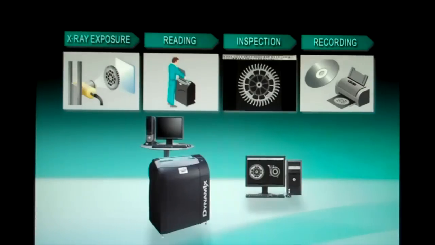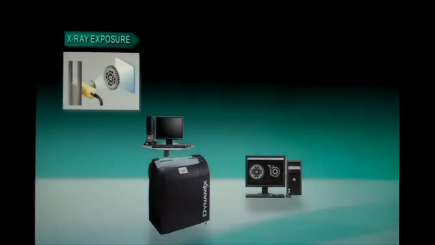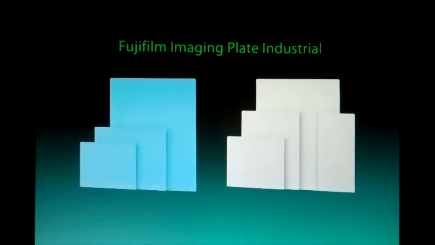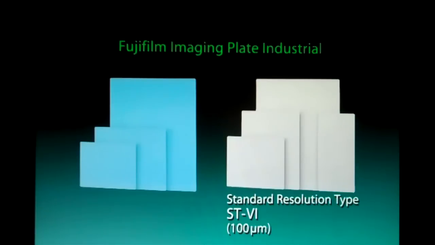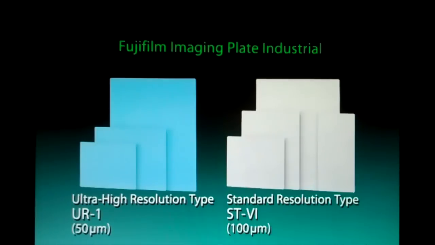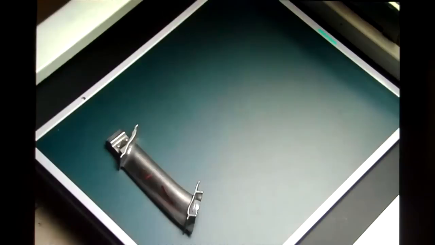We would like to introduce the other features of the Dynamix HR showing an actual examination. There are two types of imaging plates. The white imaging plate is a high sensitivity and high resolution type plate that is compatible with the 100 micrometer reader. The new blue imaging plate is a high sensitivity and ultra high resolution type plate that is compatible with the 50 micrometer reader. Their maximum plate size is 14 inches by 17 inches, allowing large objects to be examined with ease.